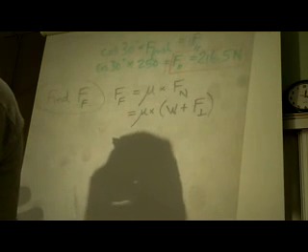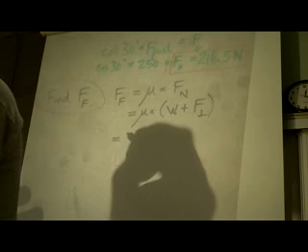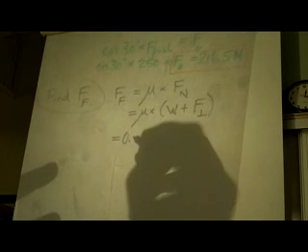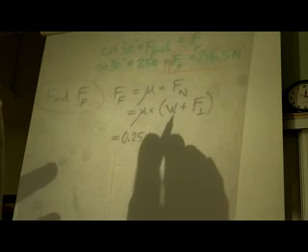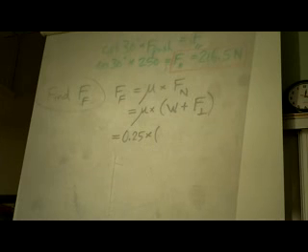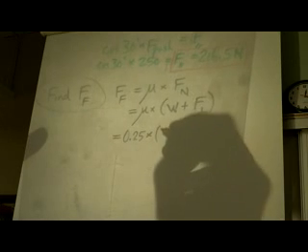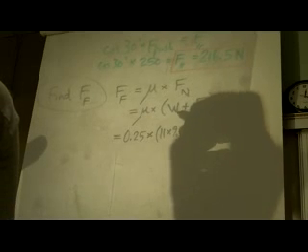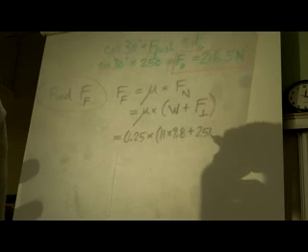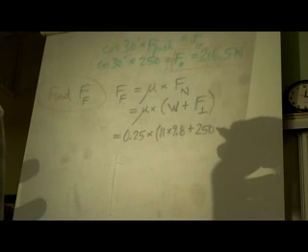And then just put the rest of the numbers in. Mu is 0.25, nice. Times weight is whatever the thing weighed: 11 times 9.8. Not just 11, but 11 times 9.8. It's got to be a weight, not a mass. And then F perpendicular, by the same sort of process as we did here, would be 250 times sine 30.